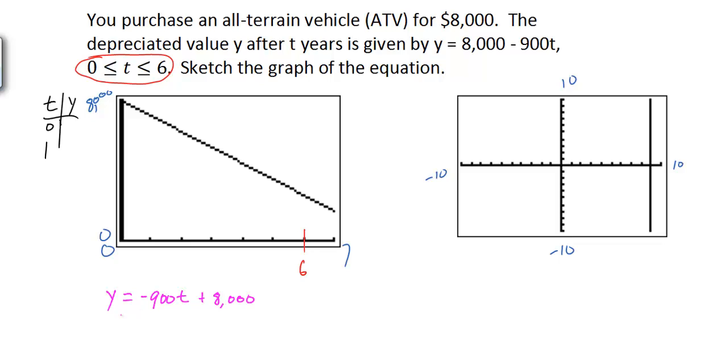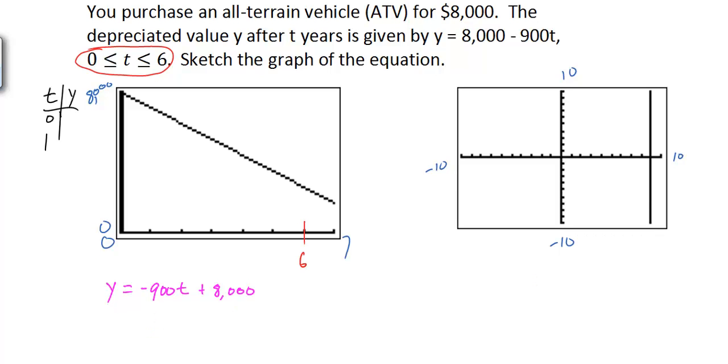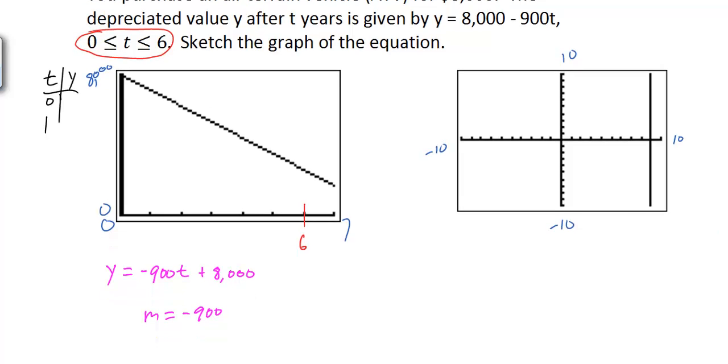And some of you are familiar with this. If not, we'll talk a little bit more about this. If you can recall, the negative 900t gives us a slope of negative 900. And we would think of that as being over 1, because any whole number we can write over 1. So negative 900 over 1. And that is looking at the change in our y over the change in our x.